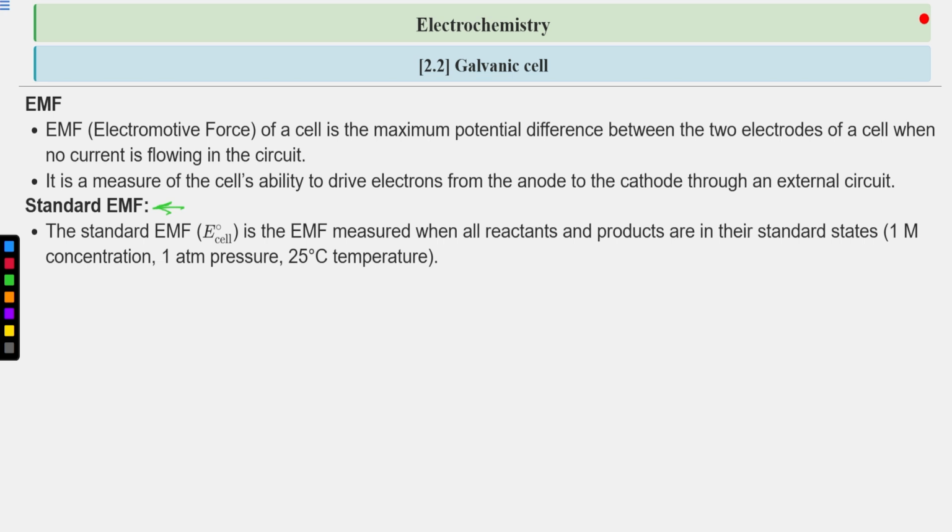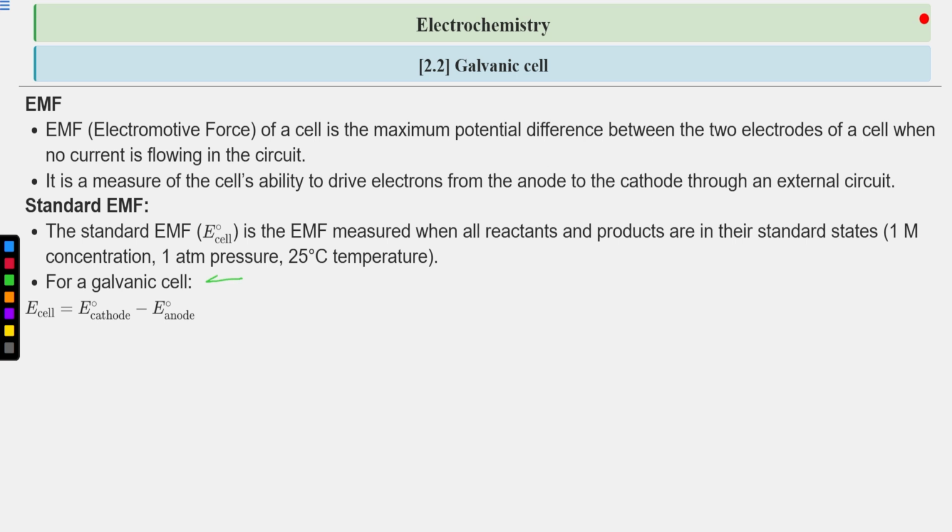The standard EMF is represented by E naught of cell. This naught represents the standard EMF. Standard EMF is the EMF measured when all the reactants and products are in their standard states. That's why, as the name says, standard. We use the standard EMF when the conditions or states of the reactants and products are standard, like 1 molar concentration, 1 atmosphere pressure, and 25 degrees Celsius temperature, that means room temperature. These are the standard states.